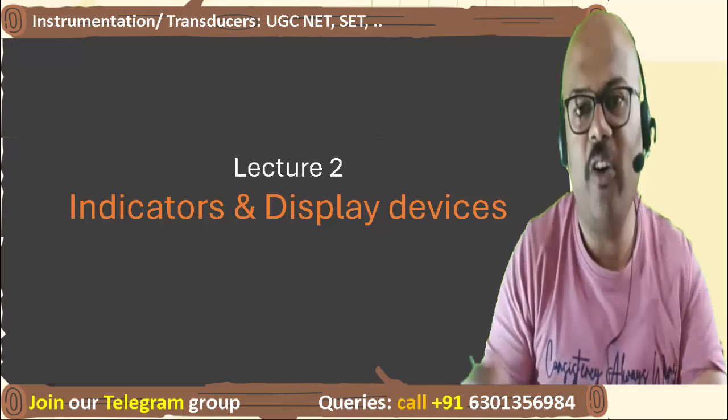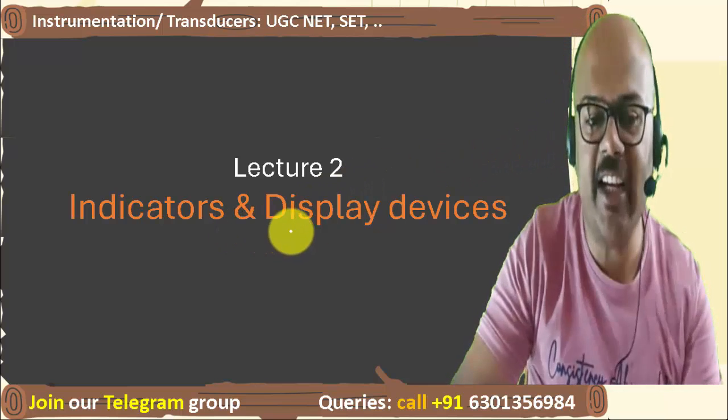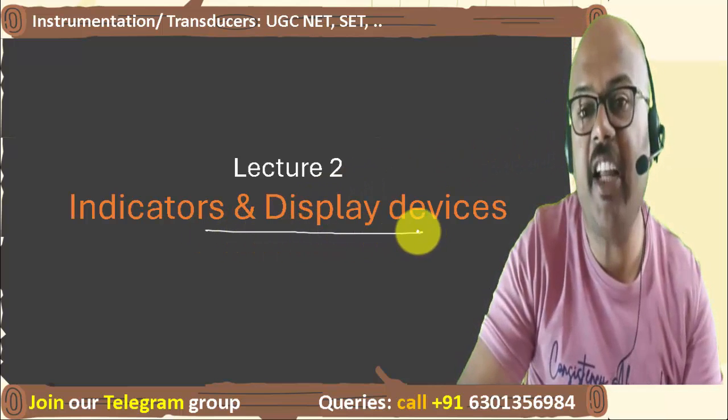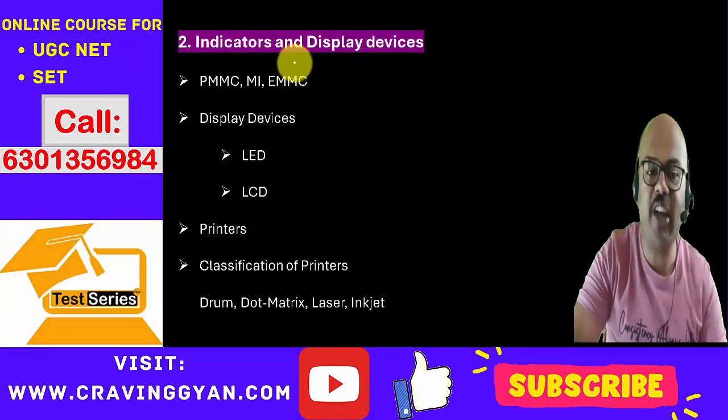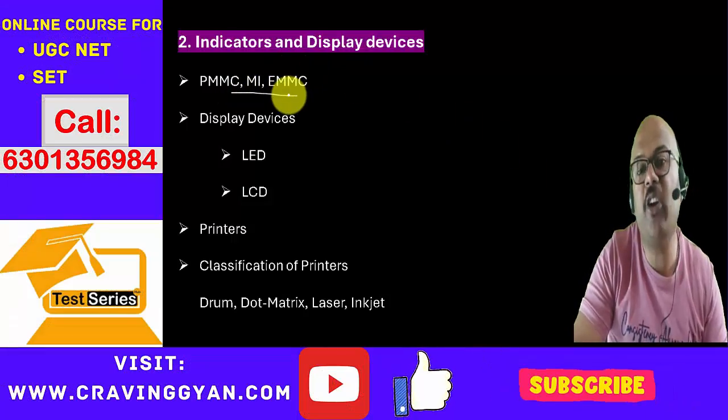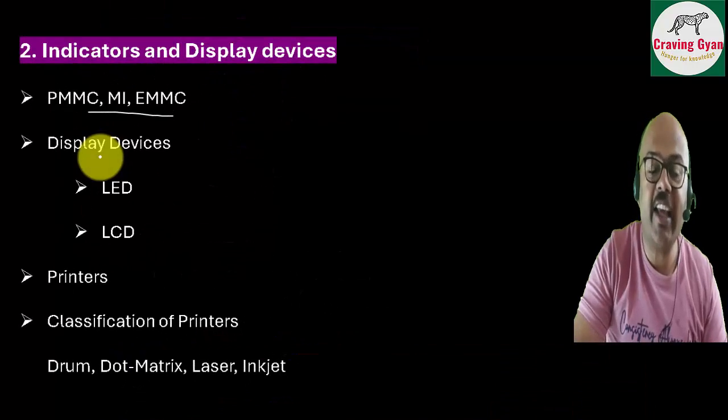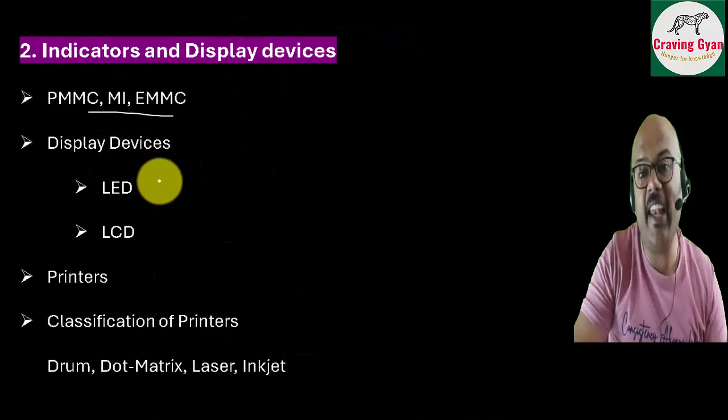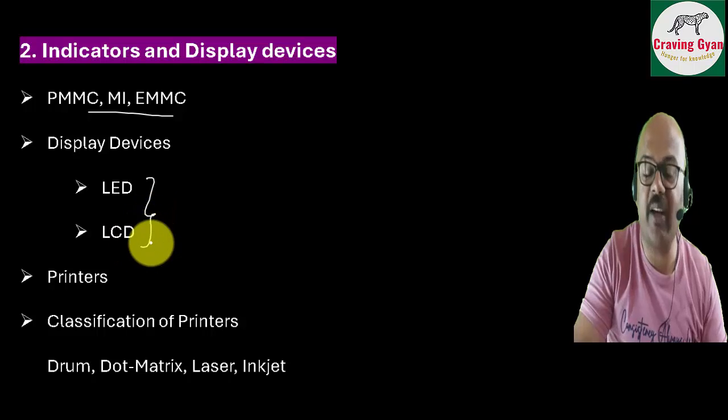So in this video we are going to discuss indicators and display devices. In the case of indicators, we need to talk about a PMMC, a moving iron, and an EMMC. And in the case of display devices, we need to talk about LEDs and LCDs. These two topics are important.